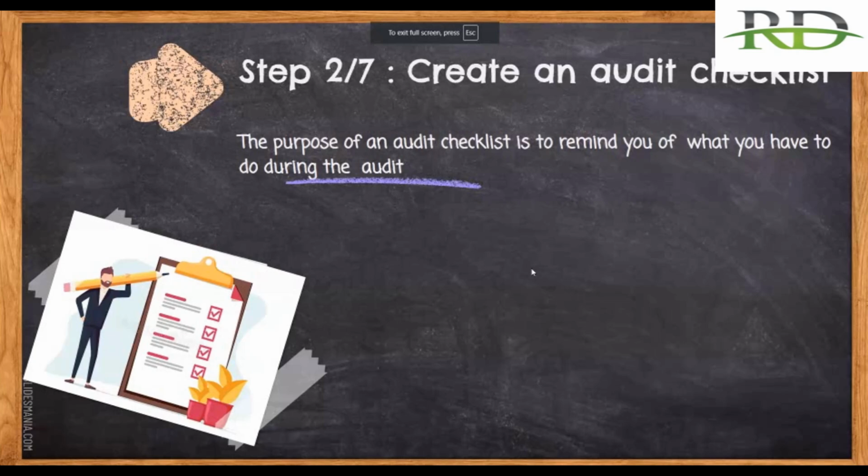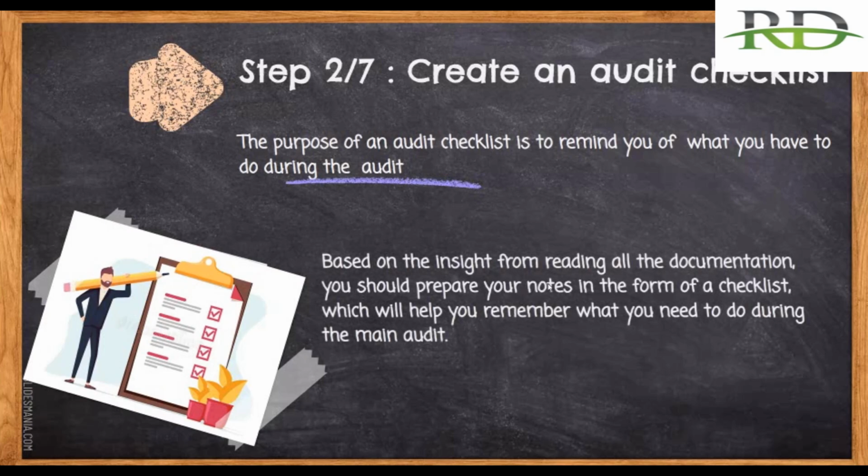So this is now the purpose: to remind you what you have to do during the audit. And always remember, what do you have to do during the audit? During the audit, you have to gather evidence of conformity, consistency, and continual improvement. You have to ask questions, review documents, and also look at the red flags. So this audit checklist, please remember, is always prepared based on the result of documented information review.